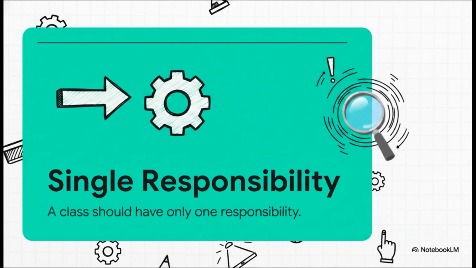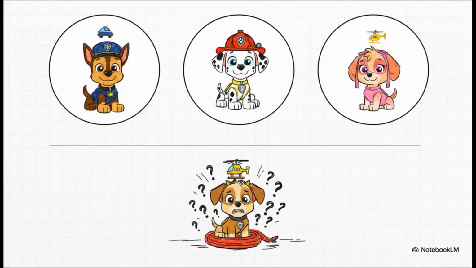But what exactly is one thing? You can think of it like the Paw Patrol. It's a great team because everyone has a clear job. Chase is the cop, Marshall is the firefighter, Sky handles the air support. It works. Now, just imagine the absolute chaos if Chase tried to do all of those jobs at once. That's what we're doing to our code.